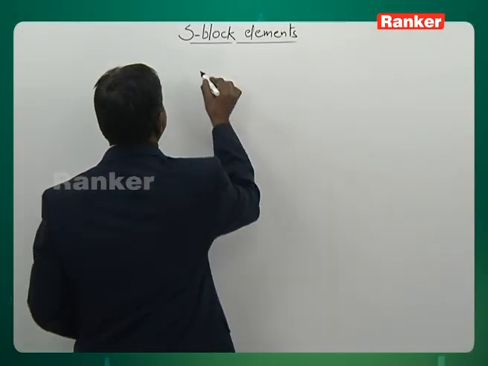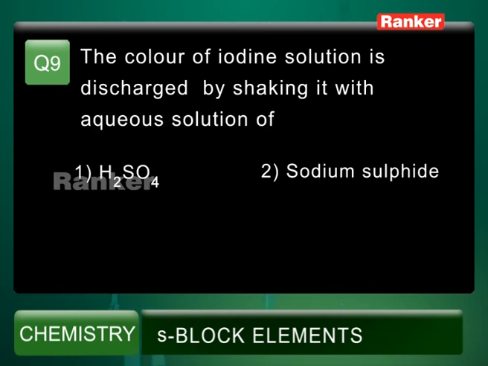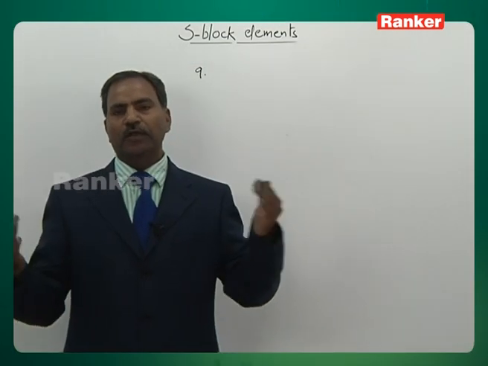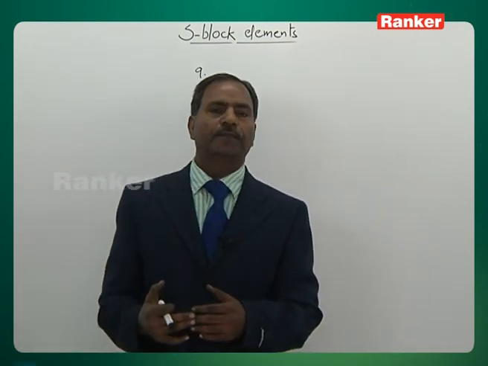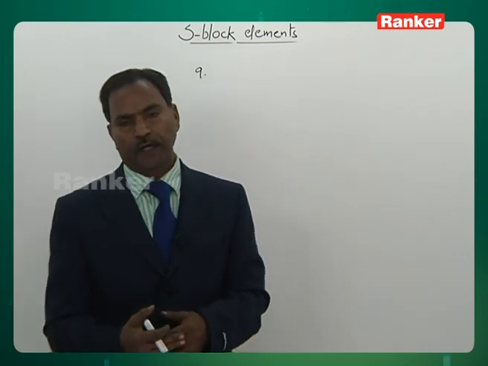Question number 9. The color of iodine solution is discharged by shaking it with the aqueous solution of option 1, sulfuric acid, option 2, sodium sulfide, option 3, sodium sulfate and option 4, sodium thiosulfate. Generally, iodine is estimated by iodometric titration. Iodine is generally estimated by titrating against sodium thiosulfate.